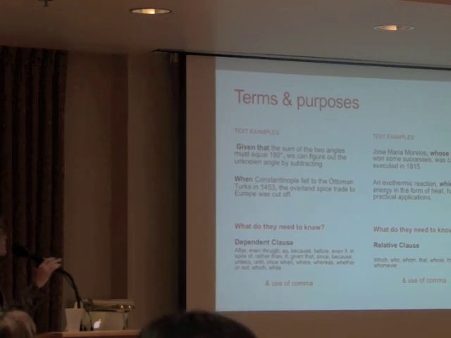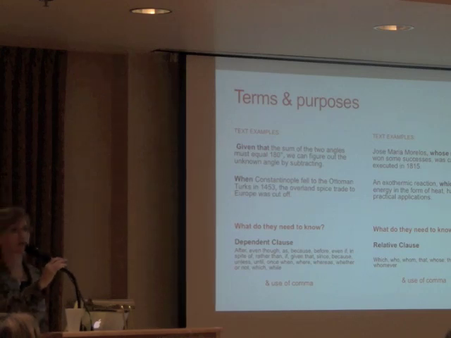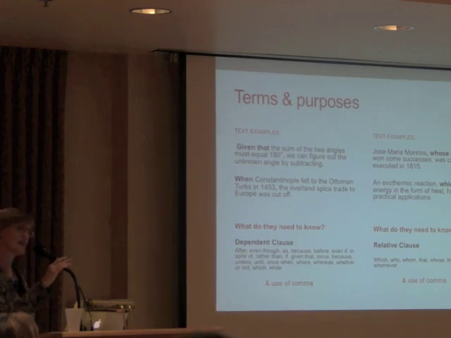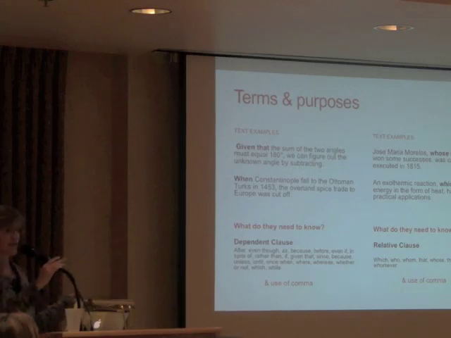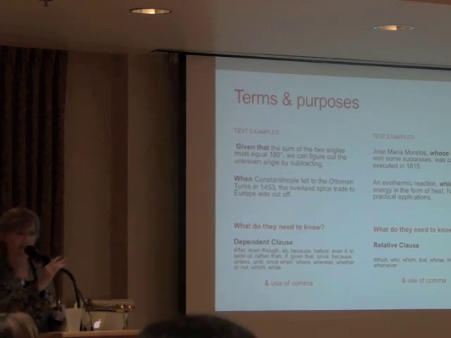math text language. When Constantinople fell to the Ottoman Turks in 1493, the overland spice trade to Europe was cut off. I want to look not just at vocabulary, but what structures I see used in the text that I also want to see my kids using. So in this case, it's dependent clauses. They need to know what happens when sentences begin with words like after, even though, as, because, before, and that there's a comma that accompanies that.